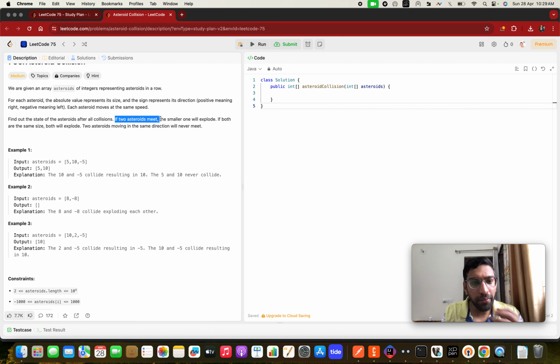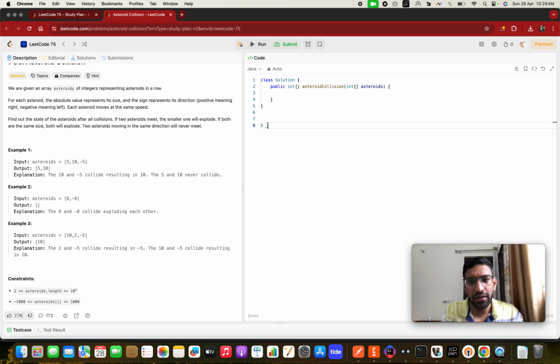If two asteroids meet, the smaller one will explode. If both are the same size, both will explode. Two asteroids moving in the same direction will never meet. We are given an array of asteroids and we need to find the final asteroids that will remain. So a positive sign asteroid means it is moving in the right direction, and a negative sign asteroid means it is moving to the left direction, and the value is the size of the asteroid.